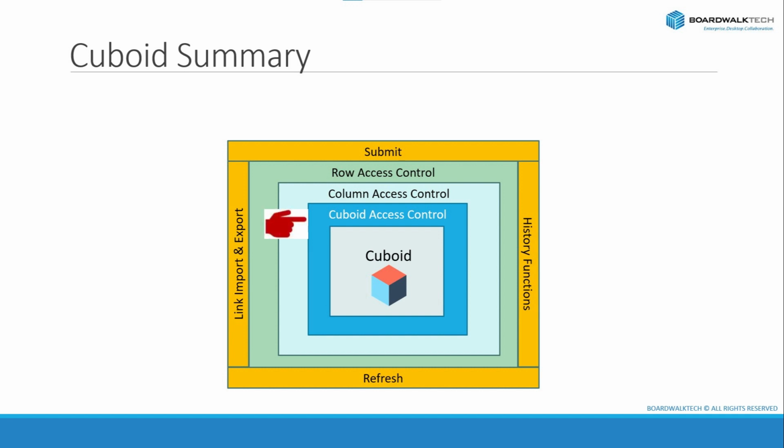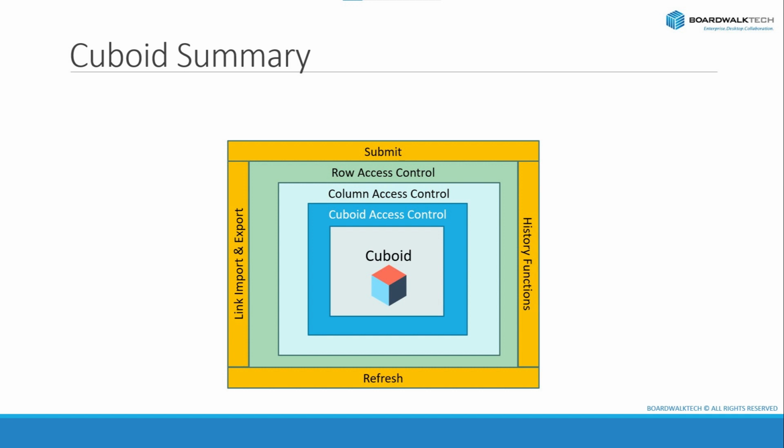Access control is crucial for protecting the cuboid, ensuring that only authorized users gain access. This protection extends further with column access control, which limits access to specific columns, and row access control, which grants access to rows based on predefined criteria. The 5 functions of Boardwalk respect and adhere to this access control framework when interacting with the cuboid data, ensuring data security and integrity.